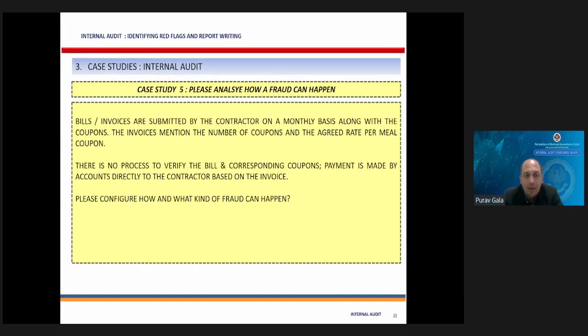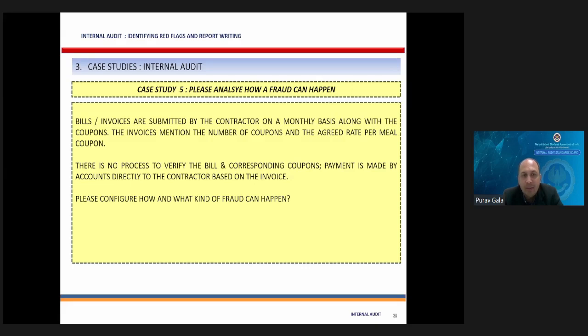We have a response from Kinjal ma'am. The company has already deducted meal charges for 26 coupons from the salary. The company will be billed as and when the coupons are used, and the contractor bills the company. Very good, Kinjal. So let me come to the next part of the story.